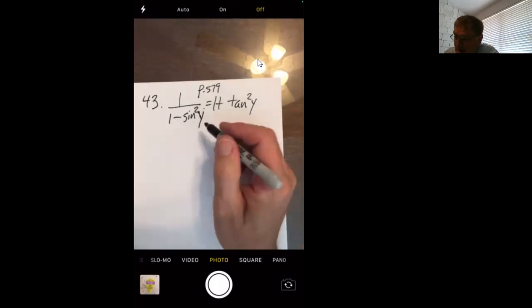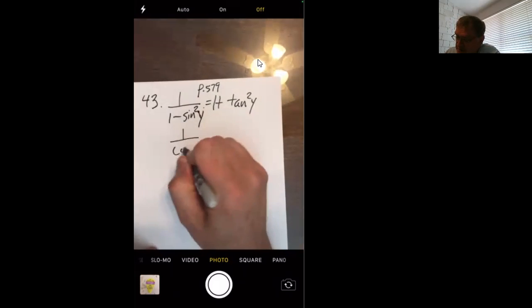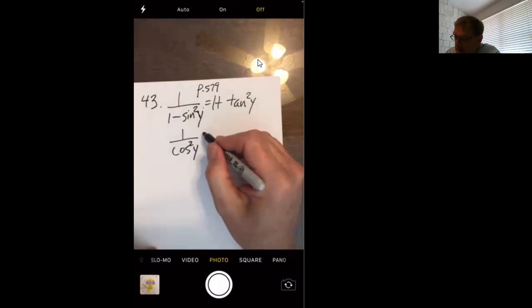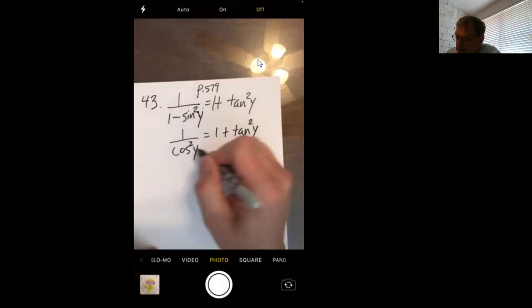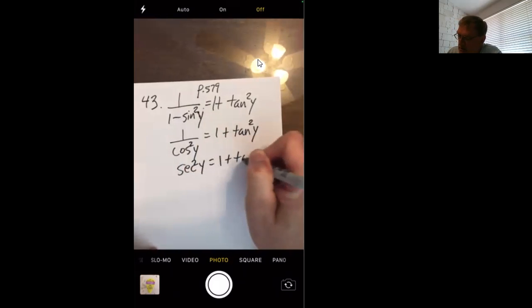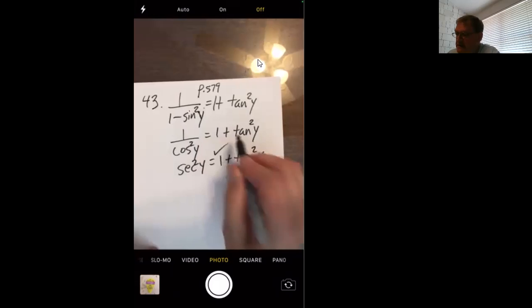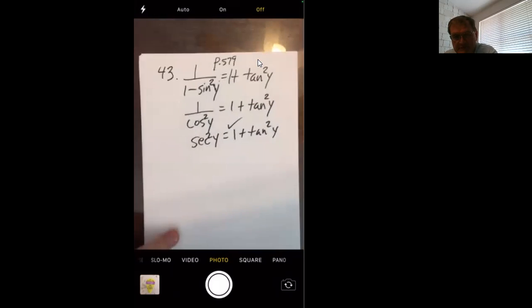Yeah, I think I did 45 and managed to embarrass myself with how long and difficult I made it look. 1 minus a sine squared is a cosine squared. Equals 1 plus a tangent squared y. And if I convert this to a secant squared y, 1 plus a tangent squared is equal to a secant squared. Listen, you could convert the sines to cosines, and that'd make it look a lot more complicated than it really is.